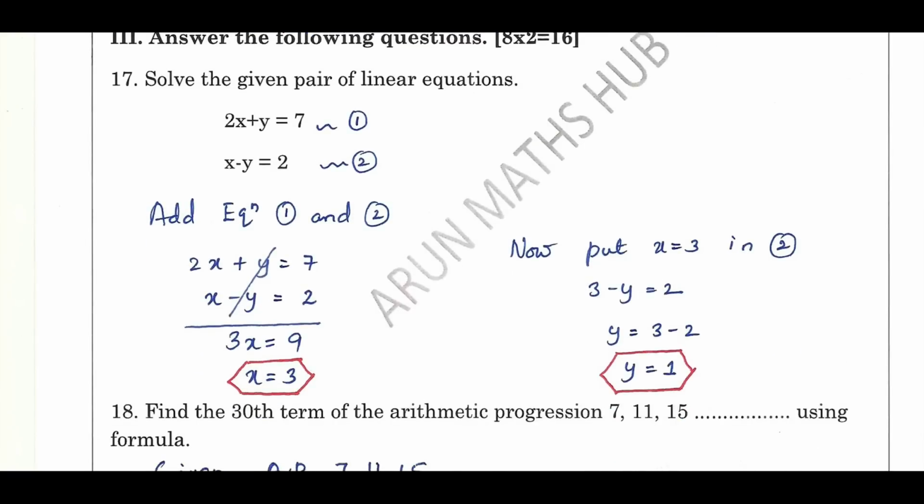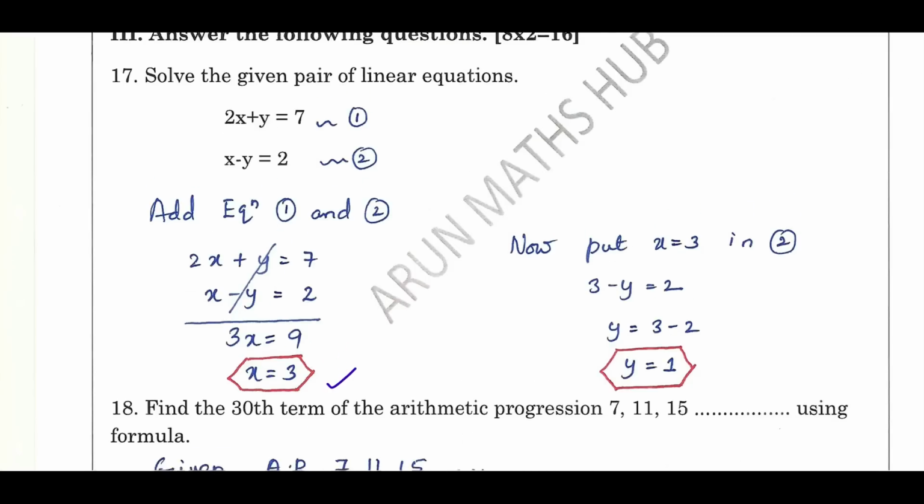Solve the given pair of linear equations. So adding equations 1 and 2, variable y will cancel out. What we get? 3x equals 9. X equals 9 by 3 is 3. Now put x equals 3 in any one of the equations, what we get is y equals 1. This can be solved by any other method. I have used the elimination method, which is simple.